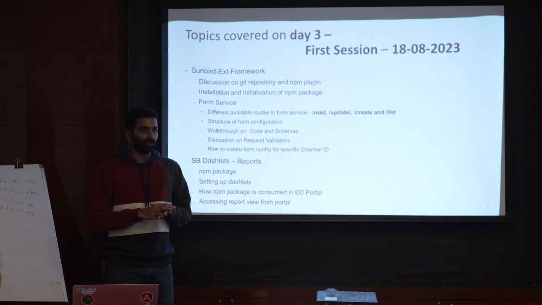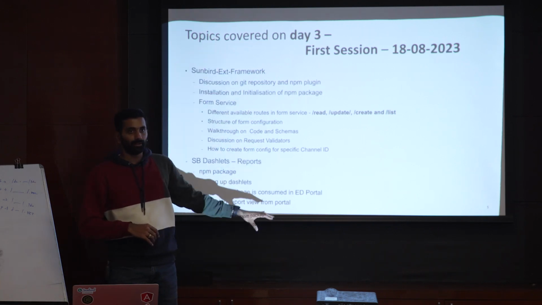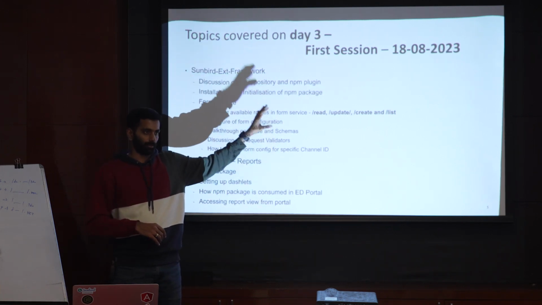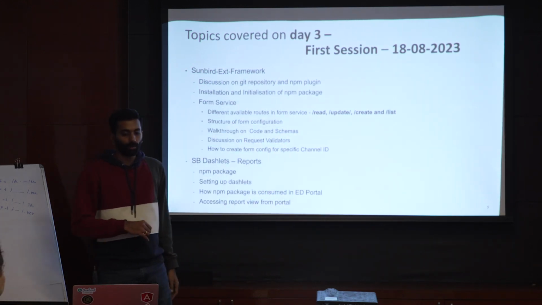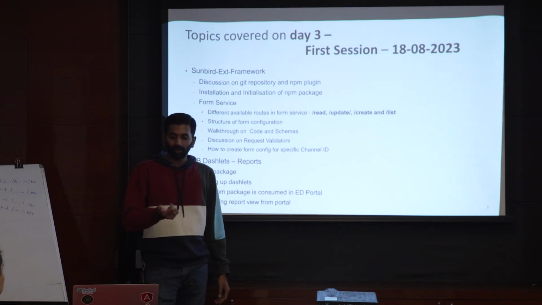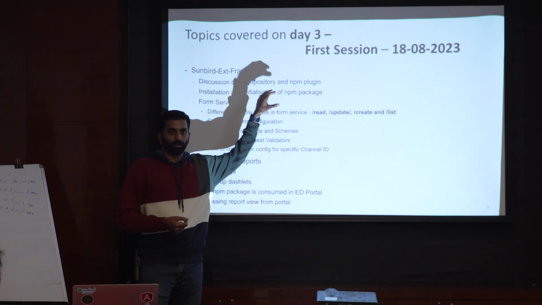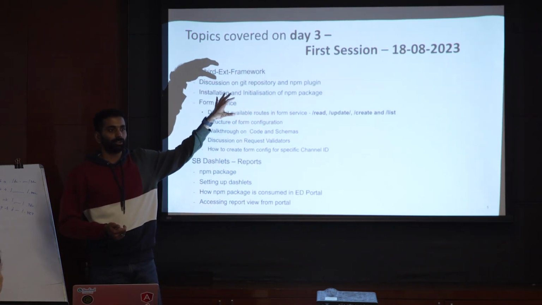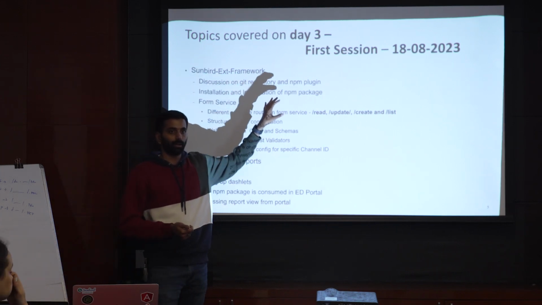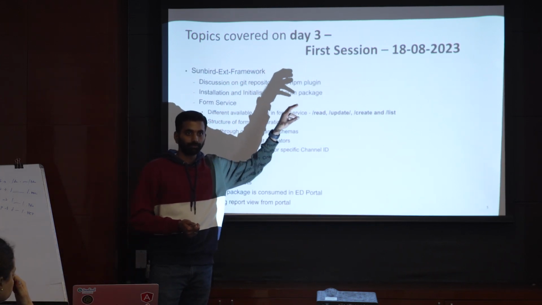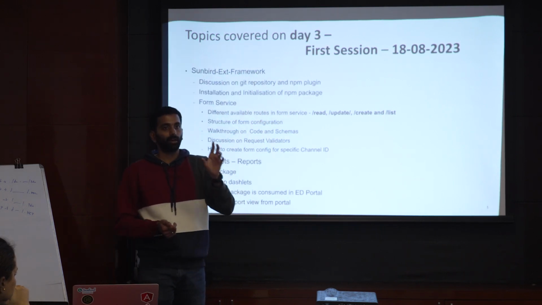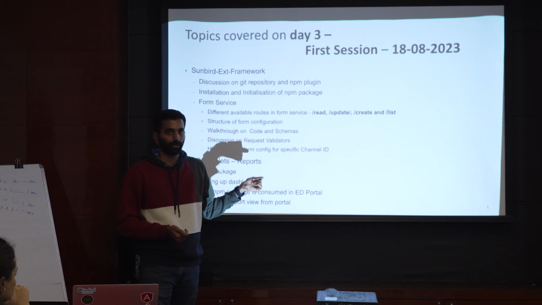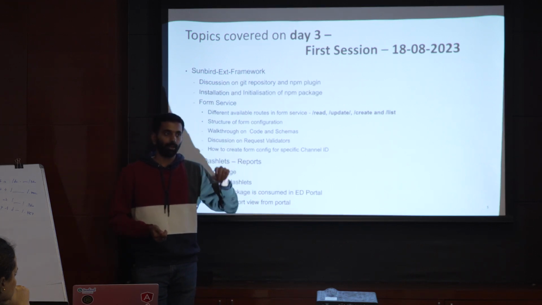Structure of the form configuration, we saw some schema related, and what the data type is and how you structured action, subtype, and data type. Walkthrough on code and the schemas. Discussion on the request validators. We saw the validators. There was a plugin, I think the JOI plugin, which is responsible for validating your base object against the schema. What you have mentioned. Okay, there's a plugin.